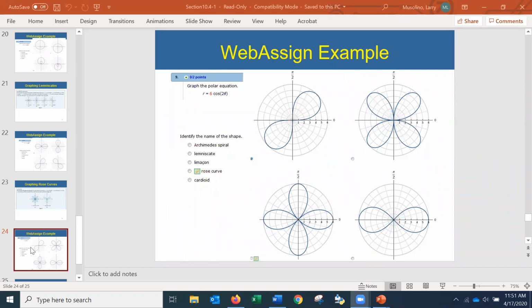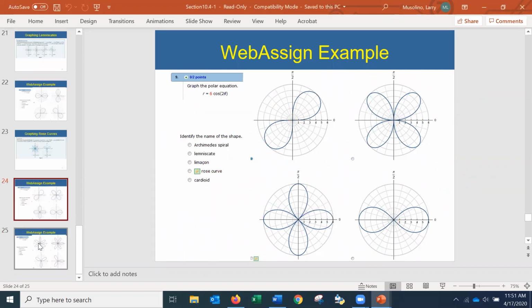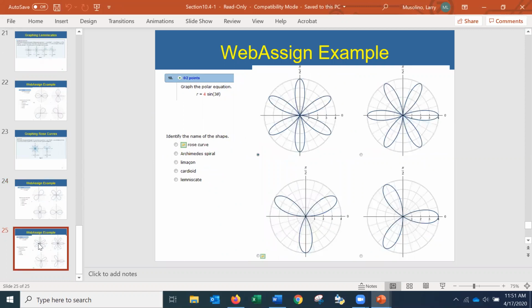All right, folks, there's one more example here. Let's come to this one. These are pretty graphs, by the way. So let's take a look at this example. It's r equals 4 sine 3 theta. All right, so here's our equation: r equals 4 sine 3 theta.